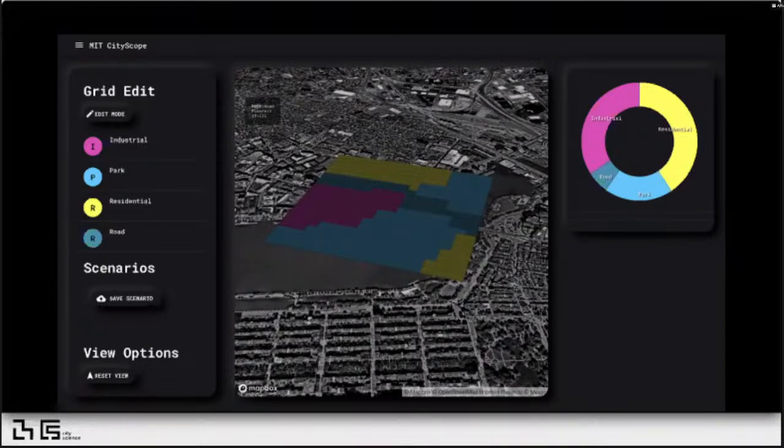How much will traffic increase? How much will diversity increase? How much will the total light that people get increase? Where are the sunshine areas? How will proximity to parks change?